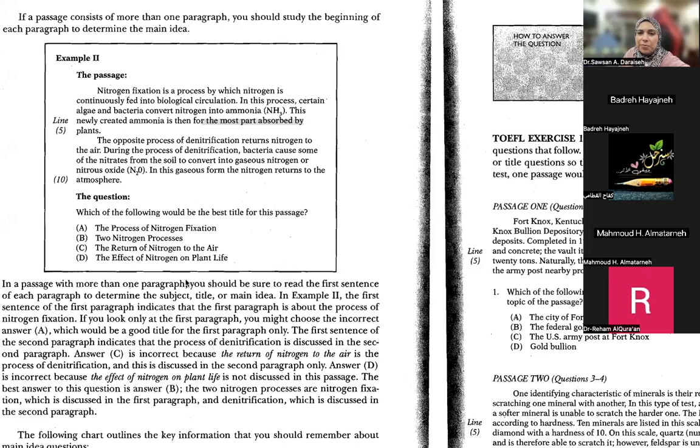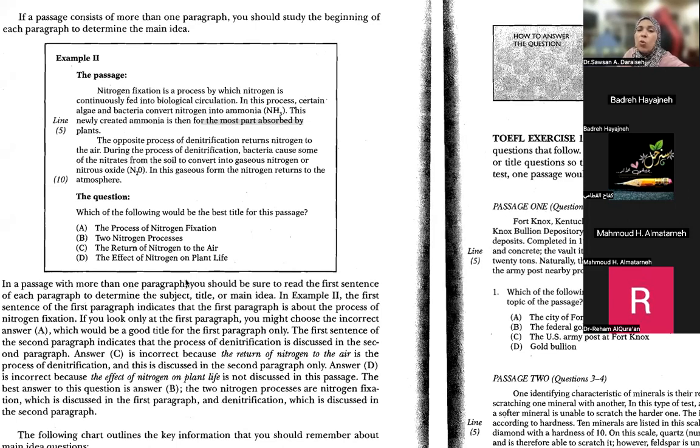When I read the first sentence in the first paragraph, nitrogen fixation is a process, so I chose the process of nitrogen fixation. But when I read the first sentence in the second paragraph, the word "opposite" means that it is another process. So I choose two nitrogen processes. I expect we are looking for certain words that tell us this could be the main idea, 100%.